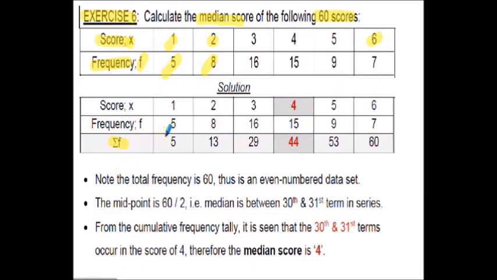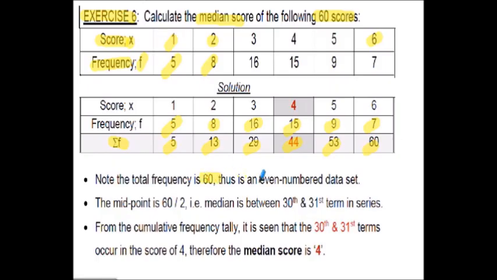So looking at the frequencies, for the first category, we've got a frequency of 5, so the cumulative frequency starts off at 5. Looking at the second category, we've got a frequency of 8, so the cumulative frequency is 5 plus 8, it gives me 13. Looking at the third category, the frequency was 16, so the cumulative frequency is 13 plus 16 is 29. Fourth category, frequency is 15, so the cumulative frequency is 29 plus the 15 is 44. Fifth category, frequency is 9, so the cumulative frequency is 53. And then finally, the final category, category 6, the frequency is 7, so the total frequency now is 60.